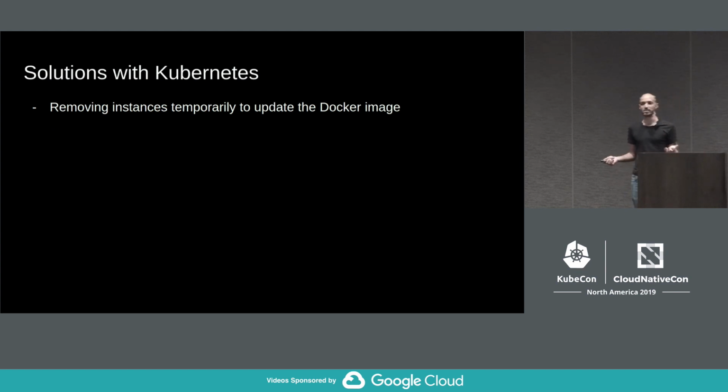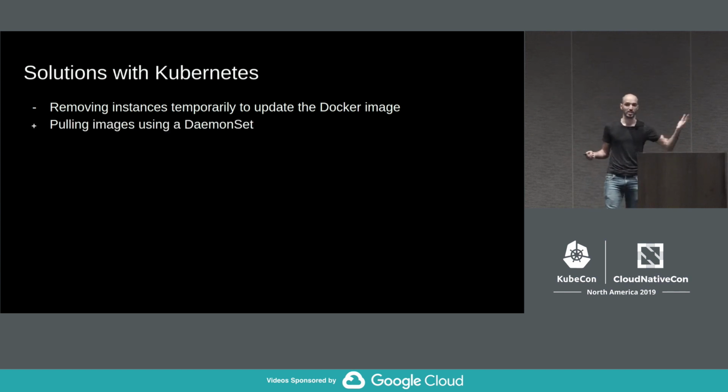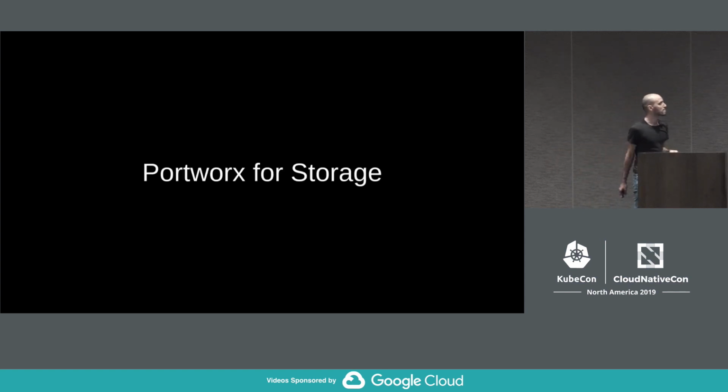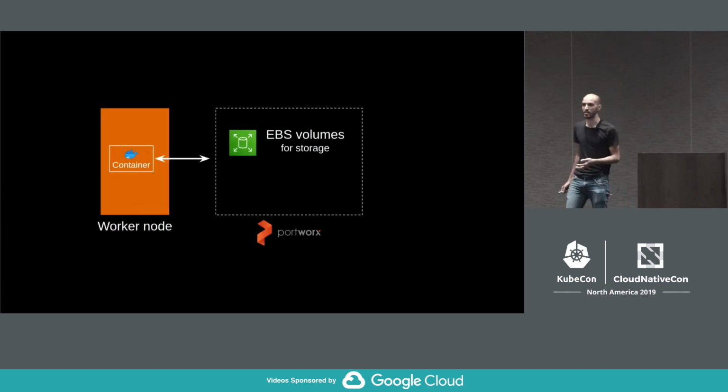We used to remove the instances temporarily from the pool to update the Docker image, but now we actually use a Kubernetes resource called the DaemonSet to basically pull the image on every worker node that we have pretty easily. OK, now for storage challenges, we use a tool called Portworx. And Portworx, if you're not familiar, is a storage platform for Kubernetes that abstracts away a bunch of EBS volumes and gives us basically a storage pool that we can allocate volumes from.